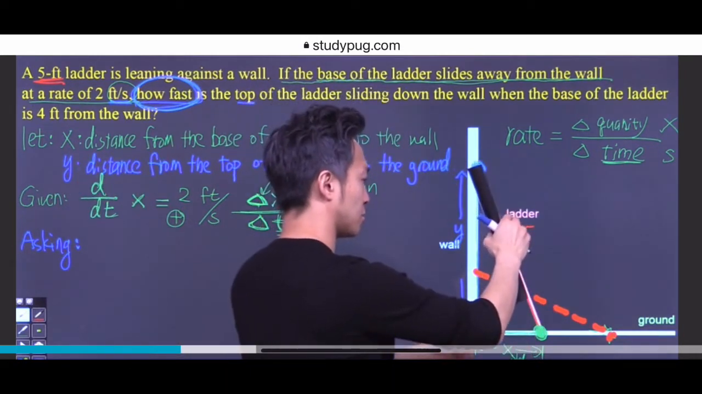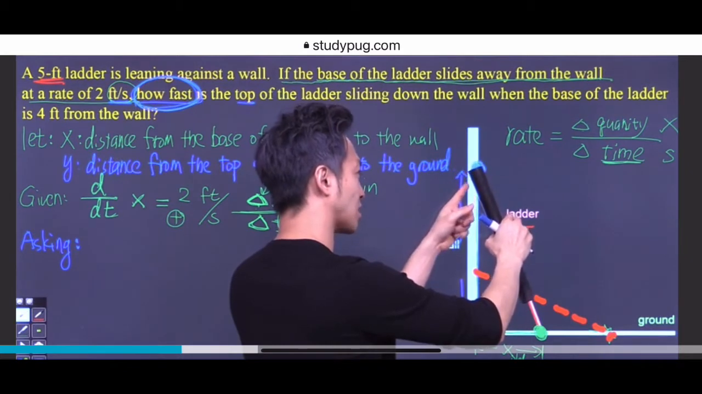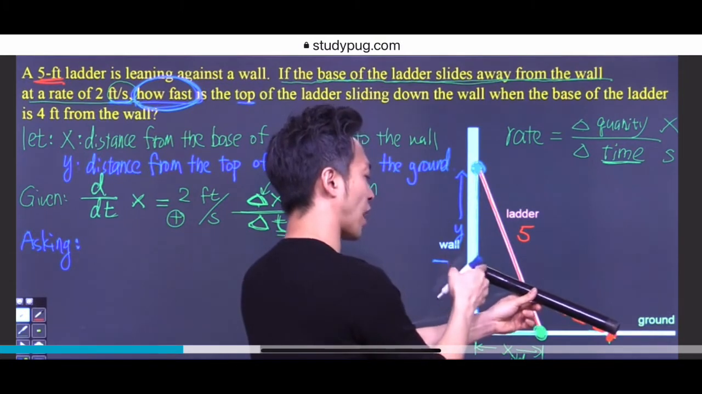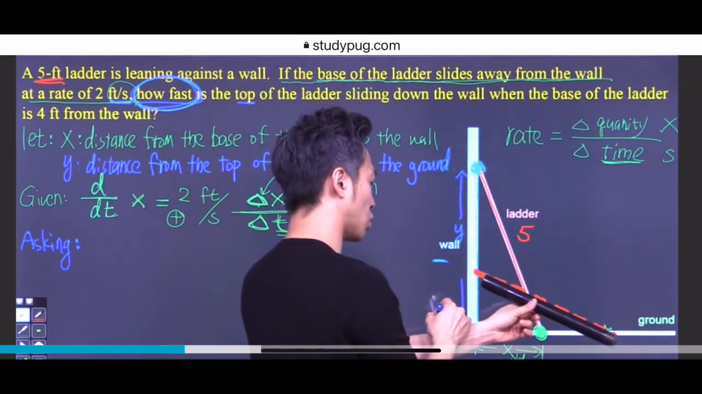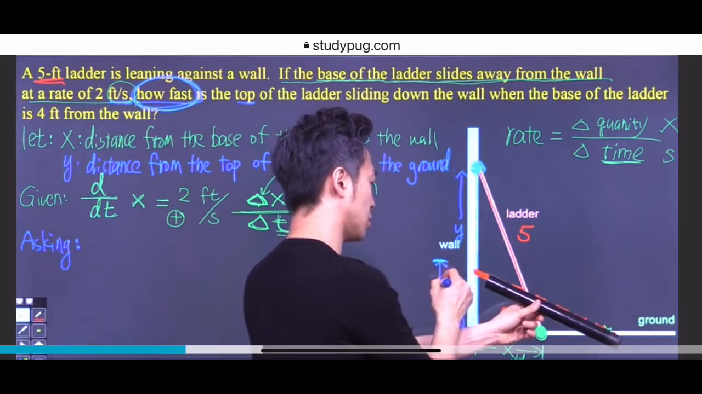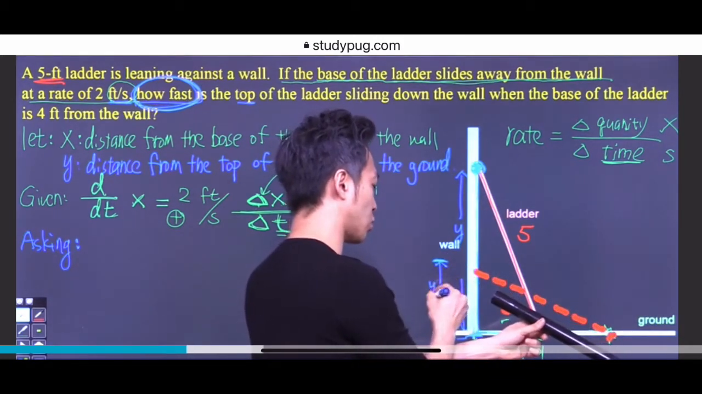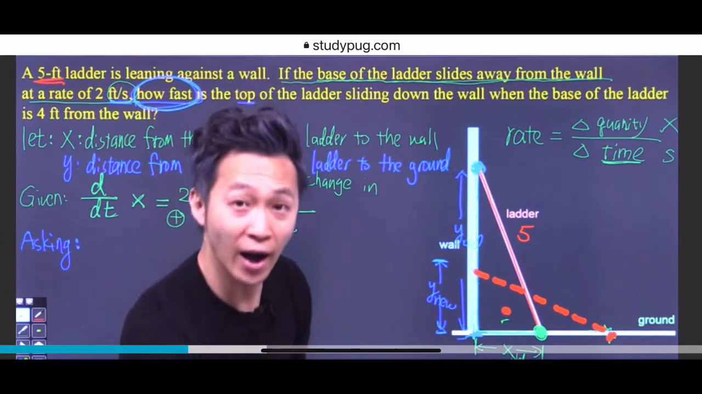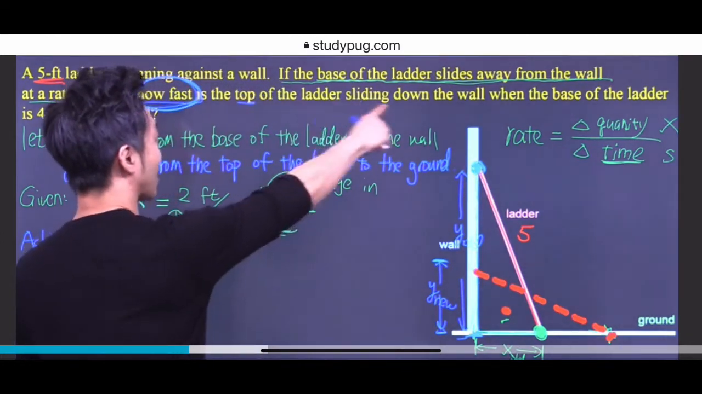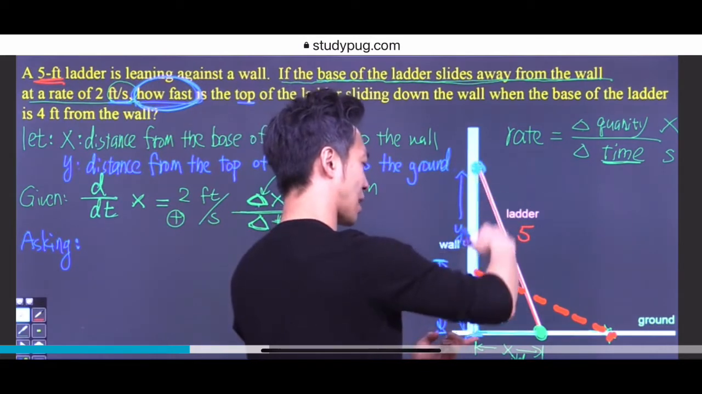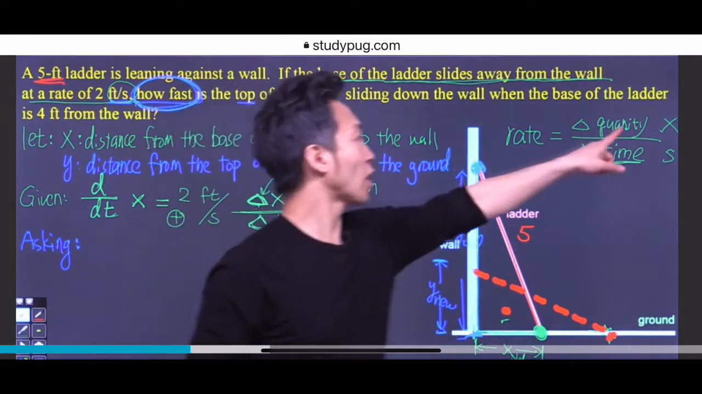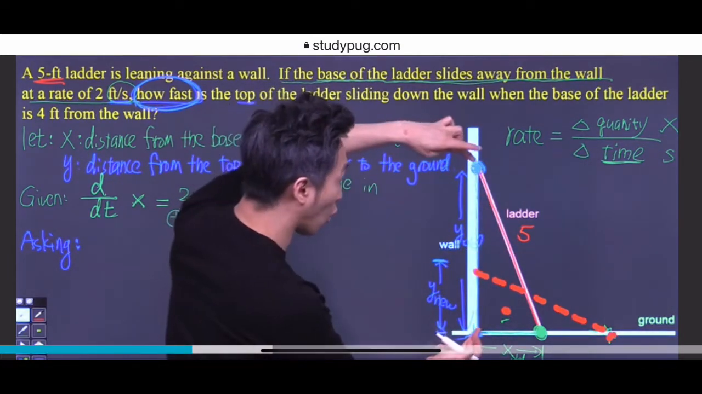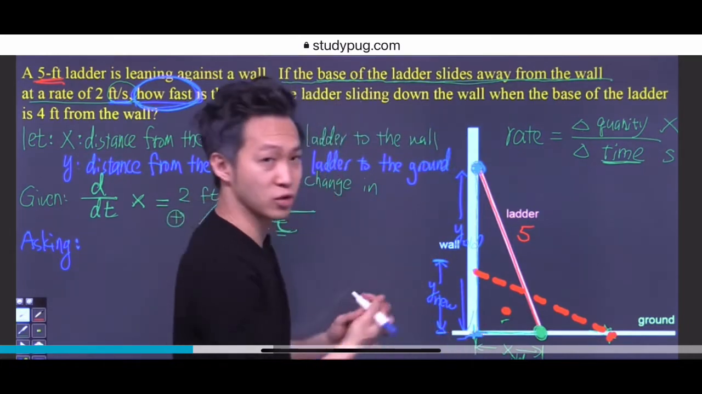Now look. As the top of the ladder slides down, say to this position right here, now the top of the ladder is here. So what's our new y right now? Well, from the top of the ladder to the ground, that's our new y. So this is old, this is new. As the ladder slides down the wall, what quantity is changing? Y is changing, right? Here's the old y, here's the new y. So y is changing.